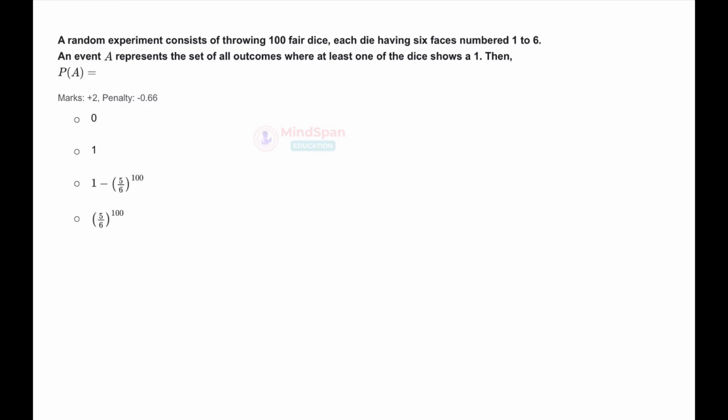Now next question, question number 10. A random experiment consists of throwing 100 fair dice. Each die has 6 faces numbered from 1 to 6. An event A represents the set of all outcomes where at least one of the dice shows a 1. Then what will be the probability of this event A? So what is this event A?